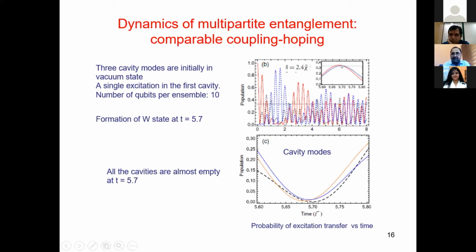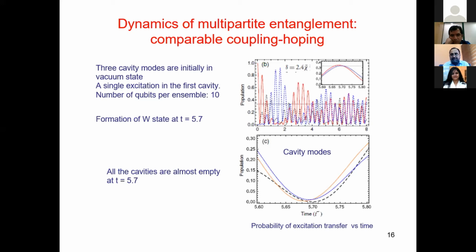So at 5.7, all three are overlapping. There is a point where the three are overlapping. It means the three cavities are now entangled. You can always ask, what about the field inside the cavity? Ensembles are entangled. What happens to the field?